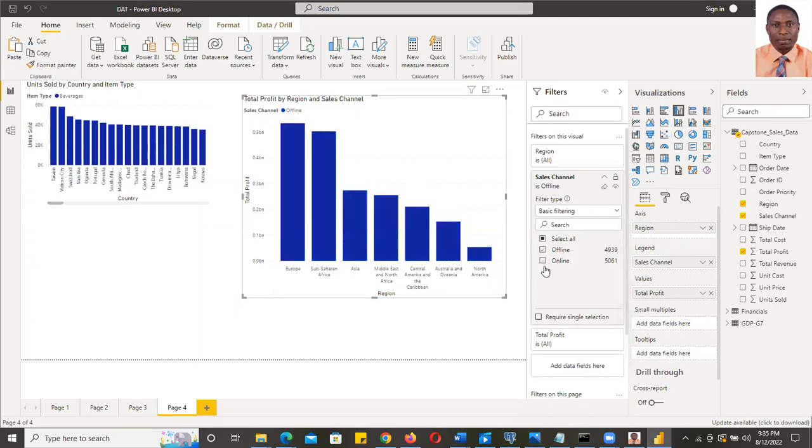Even with offline sales channel, they perform woefully. They are the least profitable. Even both online and offline, they are the least profitable. So can somebody tell us one of the reasons why they're the least profitable through any of these sales channels, now that we know that they perform woefully both online and offline?